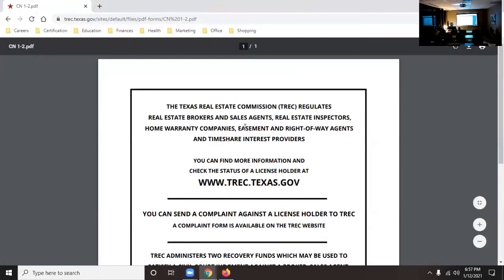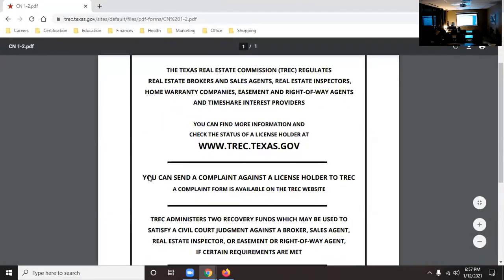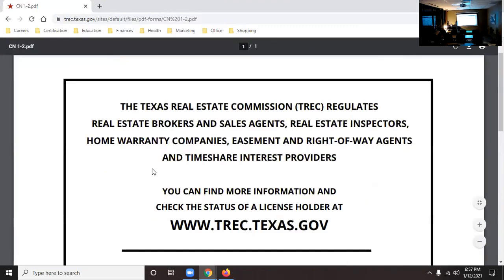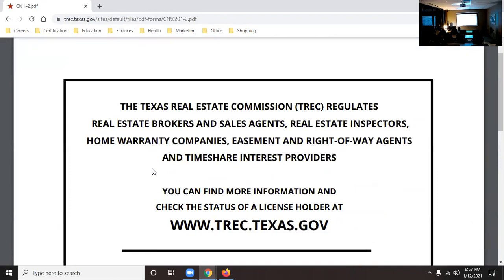So as we can see, this form must be placed in an area that is visible to anybody that's coming into the office. Now, if you do not have a physical office, this is where it is a very fine line.